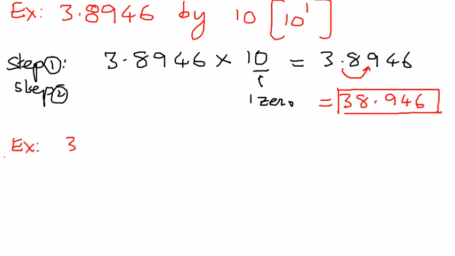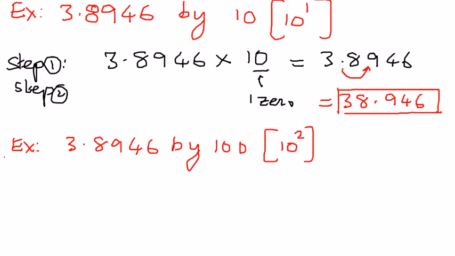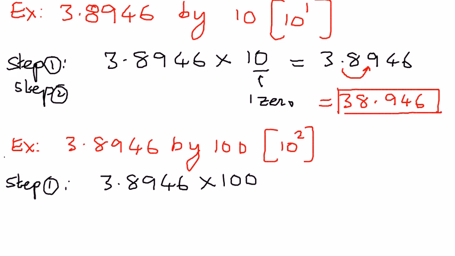Let's take this number 3.8946, and this time we want to multiply by 100. 100 has 2 zeros in it, or 10 to the power of 2. We can also write 100 as 10 to the power of 2. And therefore, if we implement this procedure, as step number 1, we write the number down, 3.8946 multiplied by 100. In step 2, we recognize that there are 2 zeros in 100, and therefore we're going to move the decimal place 2 places to the right.